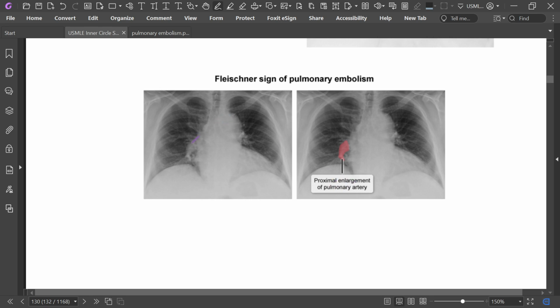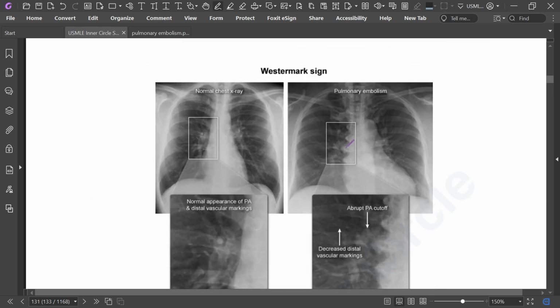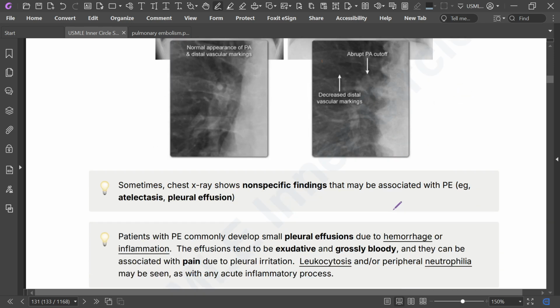This is the Fleischner sign: proximal enlargement of the pulmonary artery. There is proximal enlargement of the pulmonary artery, looks like the Fleischner sign of pulmonary embolism. This is a normal chest. This is the Westermark sign of pulmonary embolism, with decreased distal vascular markings.